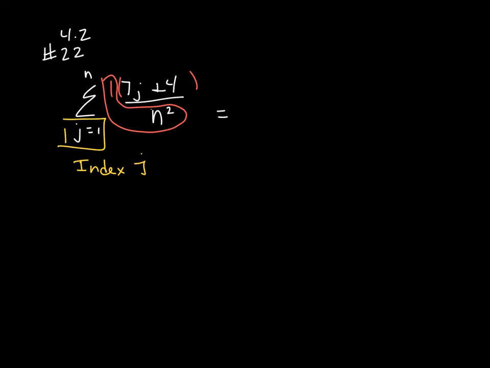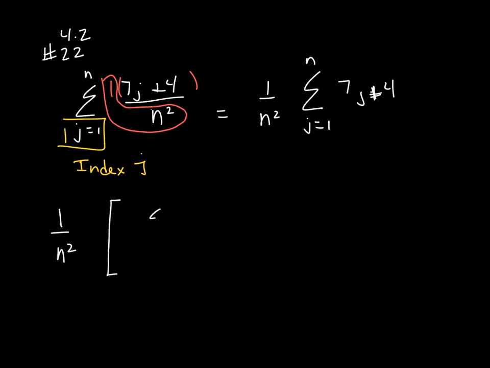So that gives me 1 over n squared of the summation of j is equal to 1 to n of 7j plus 4. Now, in order to use the summation formulas, I want to go ahead and separate those out. So that's 1 over n squared out front.